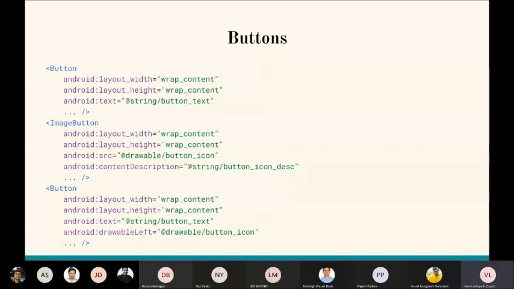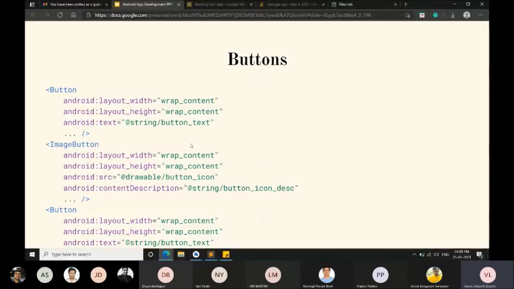We also have one more component called image button. With this image button, you have to give the same layout width and layout height. Along with these, you have to specify some source. This source is nothing but an image. So how are you getting this image? Just download some images and drag and drop them inside the drawable folder.